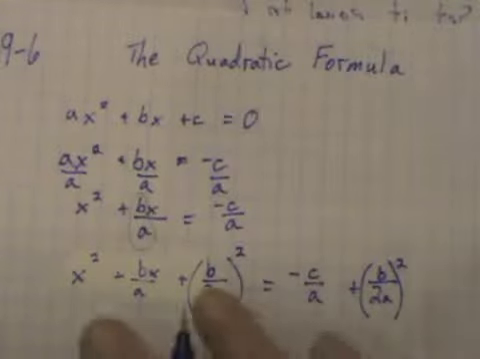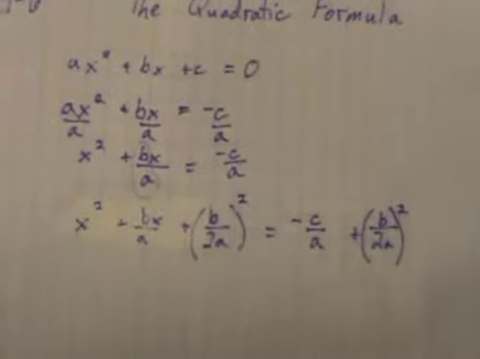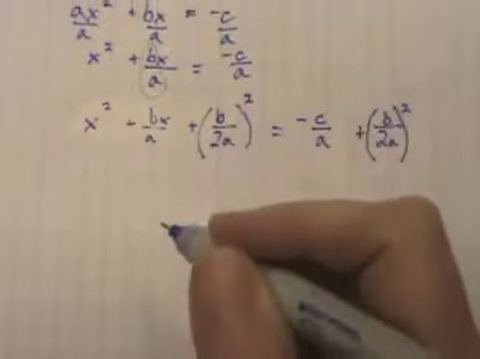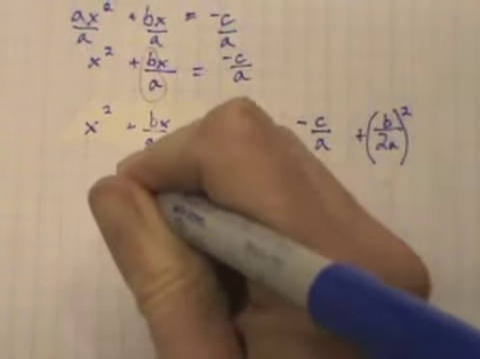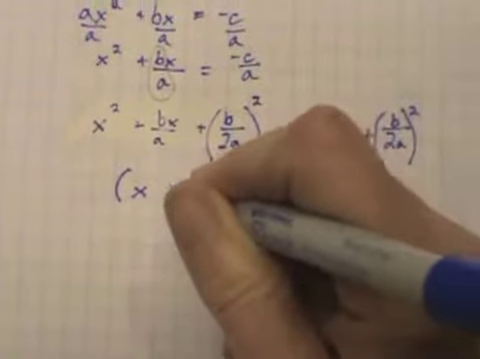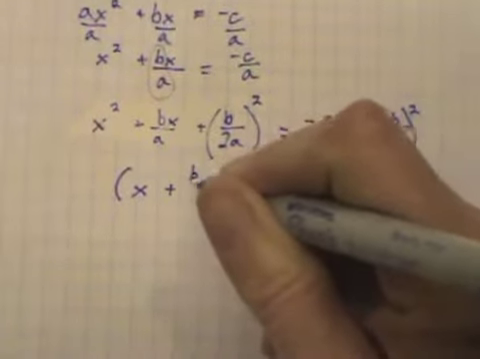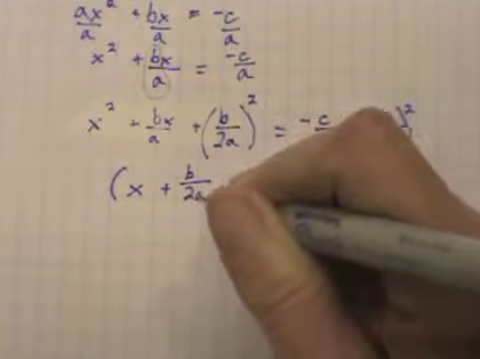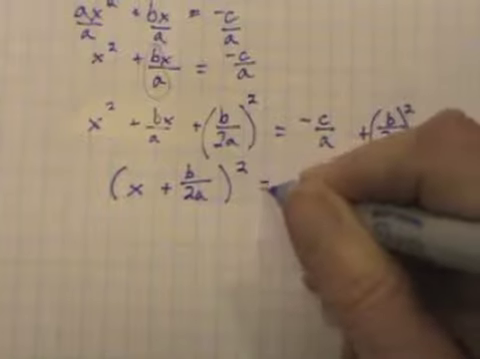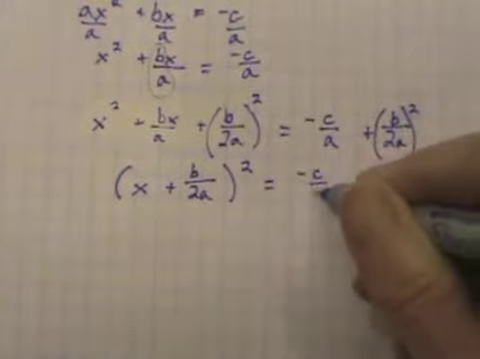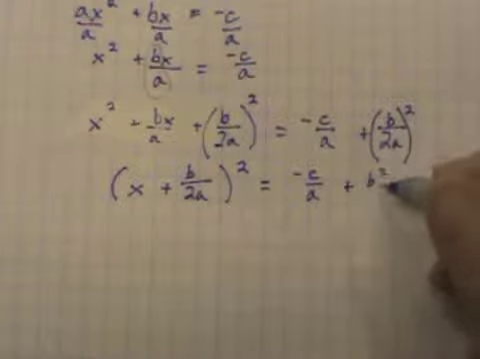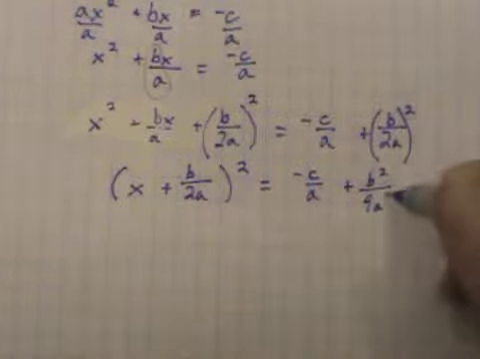Once we've got this much done, this side is ready to be factored as a perfect square trinomial. So this simplifies to x plus b over 2a squared, and I'm going to simplify this, which becomes b squared over 4a squared.